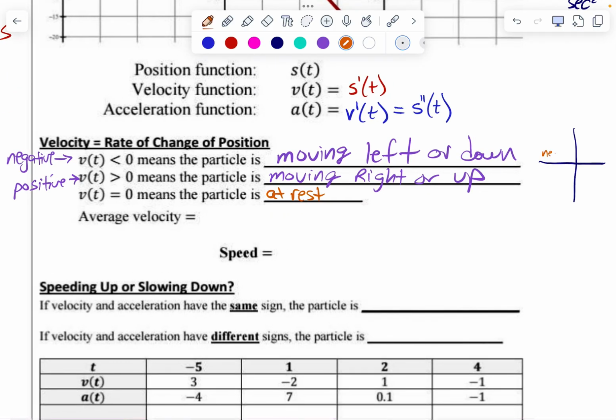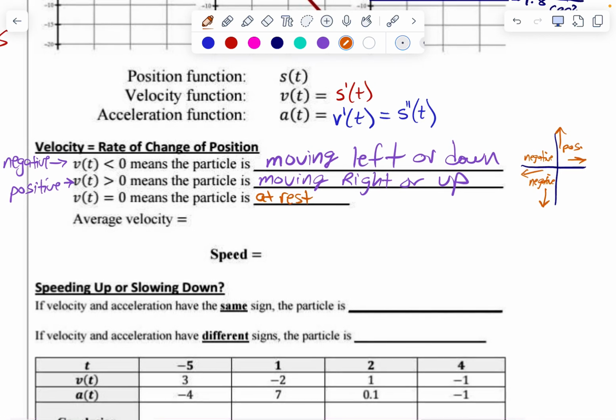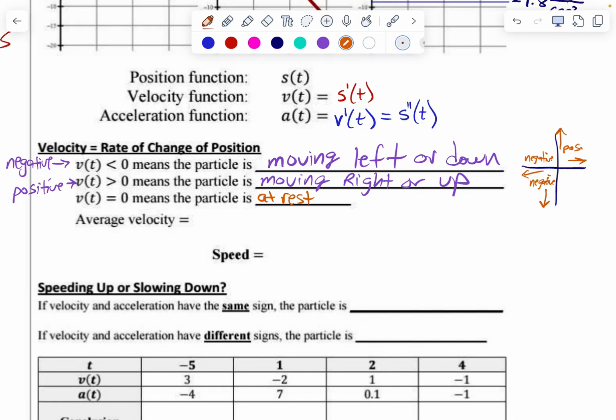this is negative and negative, and this is positive, going this way and this way. Let's see if I can fit that. Just as a visual, if you're more of a visual person.